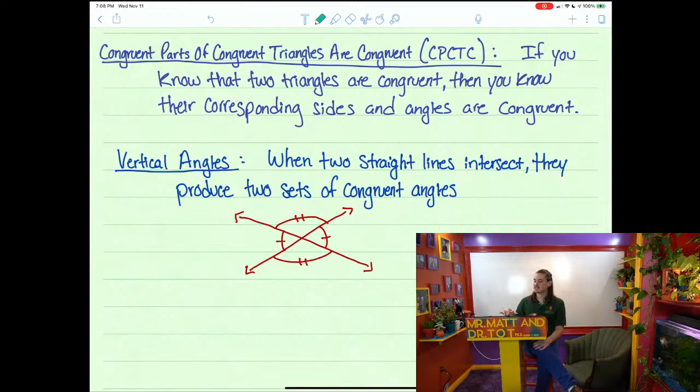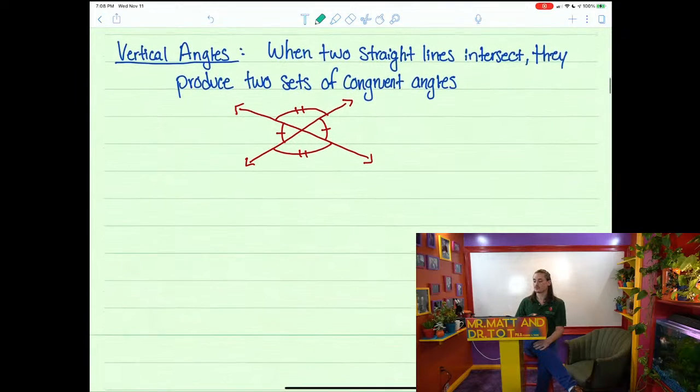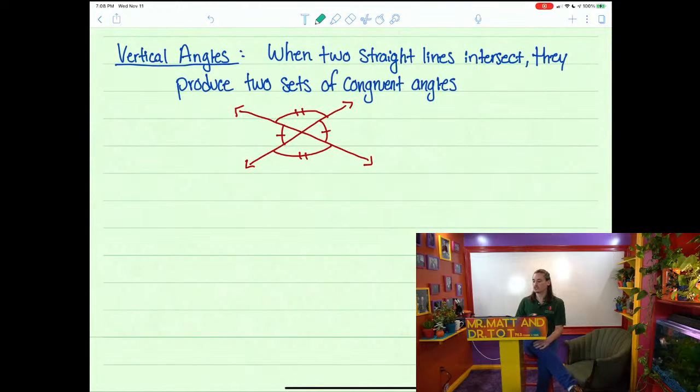The last concept that's going to be very important: vertical angles. When two straight lines intersect, they produce two sets of congruent angles. So anytime two straight lines intersect, they're going to produce two pairs of congruent angles. The angles don't all have to equal each other. That will occur if the angles are 90 degrees.